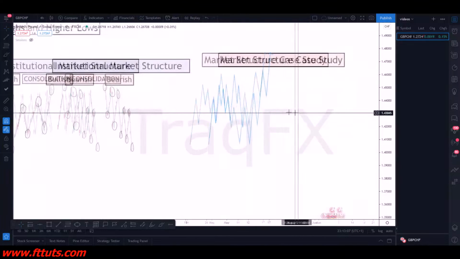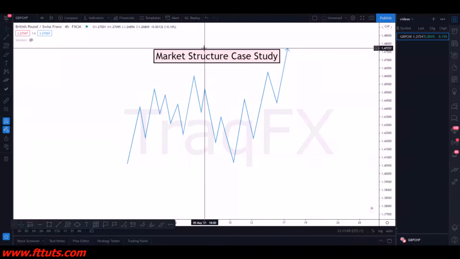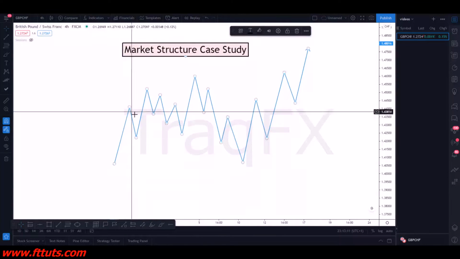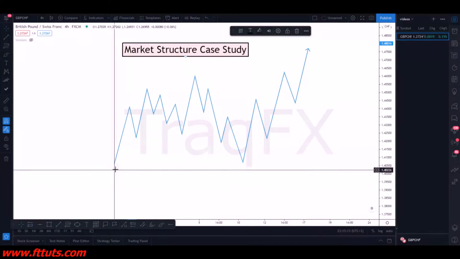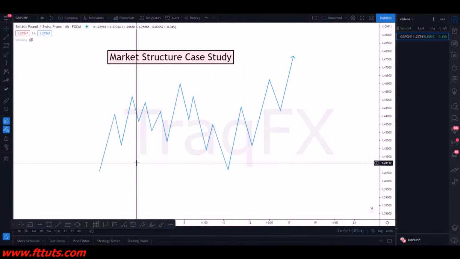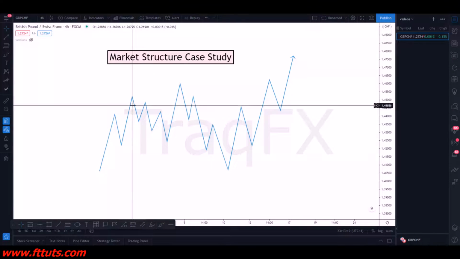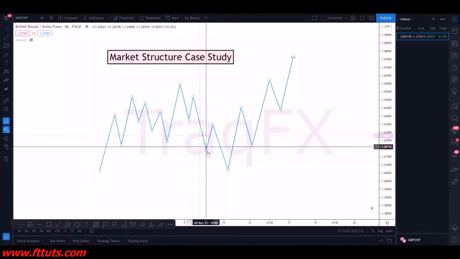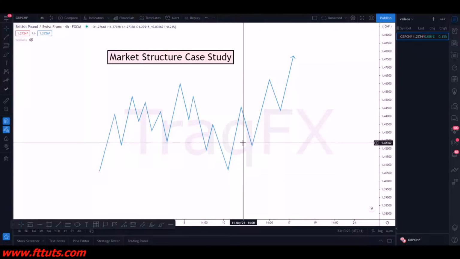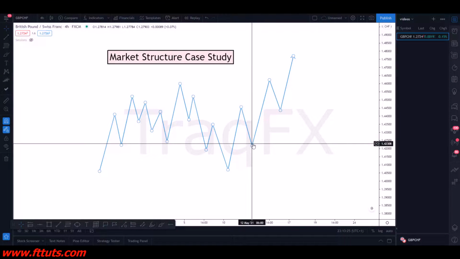Let's look at our case study. Let's do a quick little case study of market structure. So first off, what I want everyone to do is pause this video. Please pause the video and copy this, and in your mind label this. Label the lows, the highs, label what's the true lower high, what's the true lower low. And I want you guys to do a macro perspective and a micro perspective.